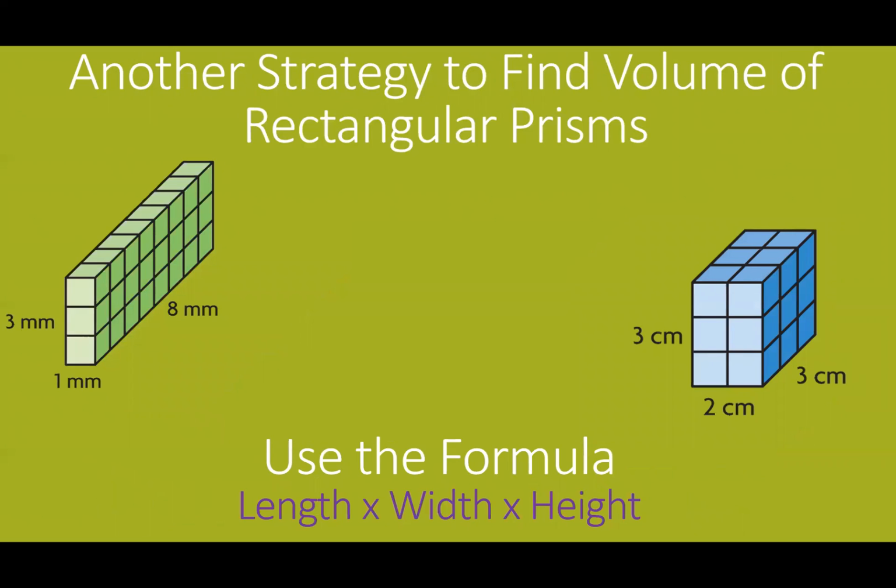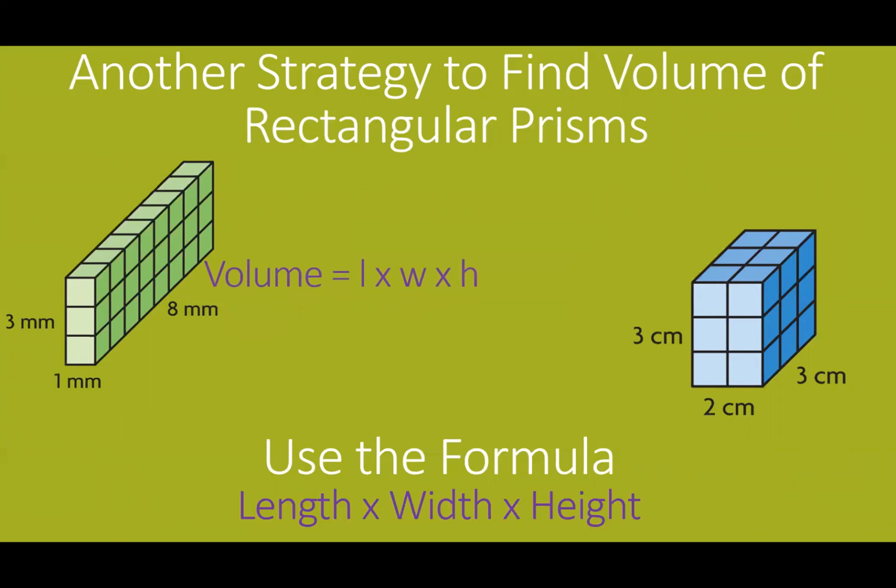Here's another strategy. We're going to use the formula, length times width times height. A formula is kind of like the algorithm that we're used to using, or if you even think of it like a recipe, it's something that you use all the time. So whenever you have a rectangular prism, you can use this simple formula, length times width times height.